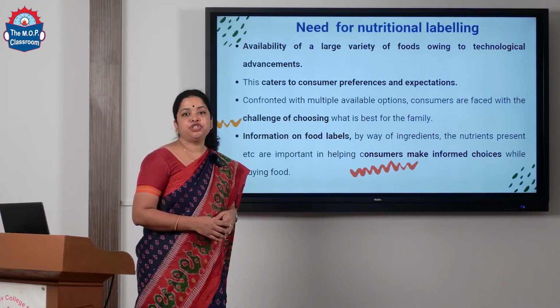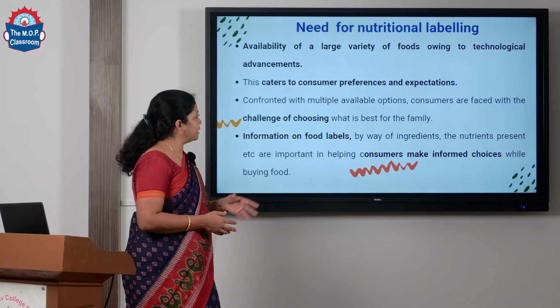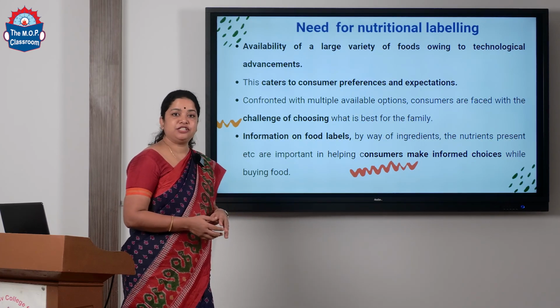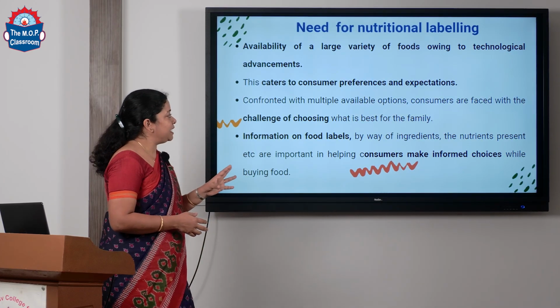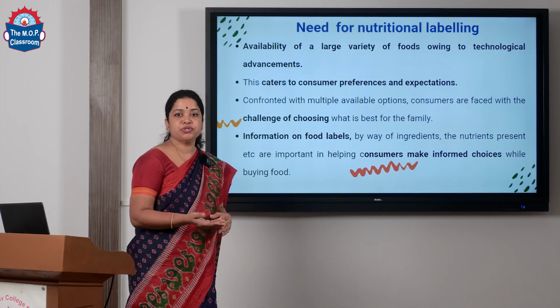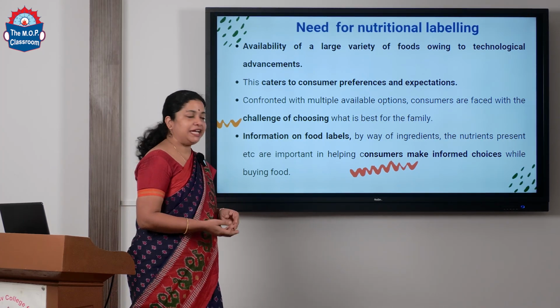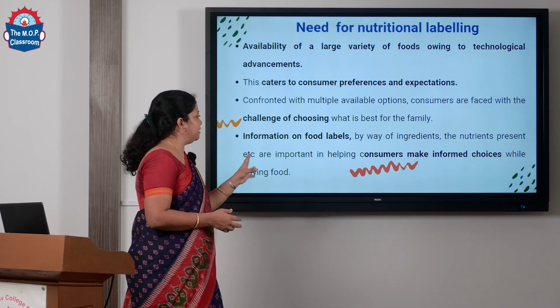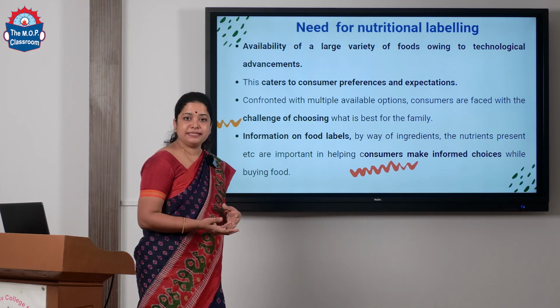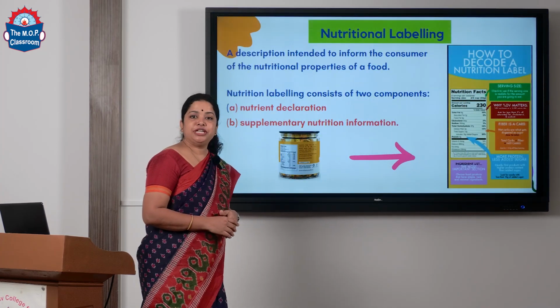Now, what is the need for nutritional labeling? There is a wide range of technological advancement because of which a variety of products are available for the consumers, and these products actually match up to the consumer's preferences and expectations as well. So whenever a consumer is getting a large range of products available, the consumer is confused about what product to choose and what is beneficial for the family as well. So information on food labels by way of ingredients and nutrients present in the food is a way in which the consumers can make more informed choices about the food that is available in the market and how best they choose it.